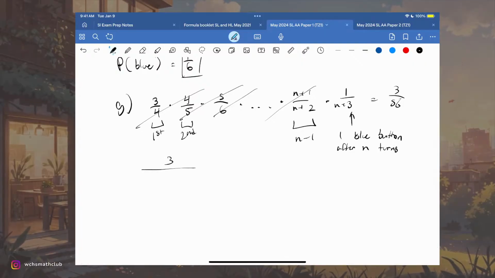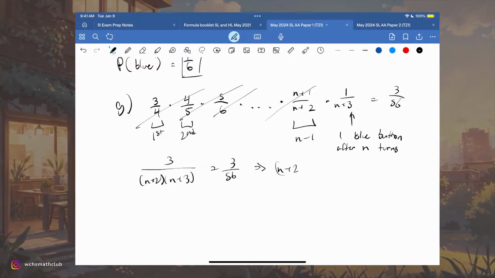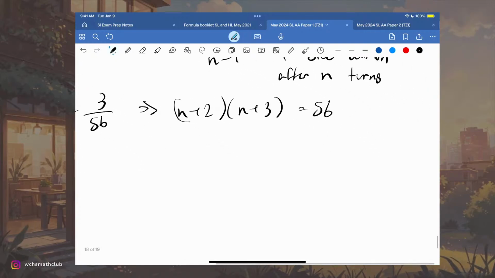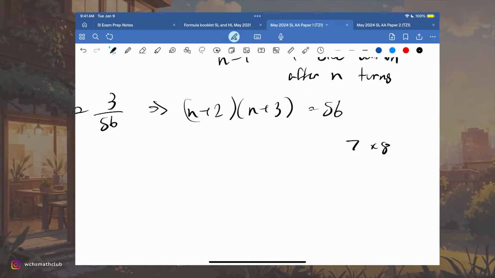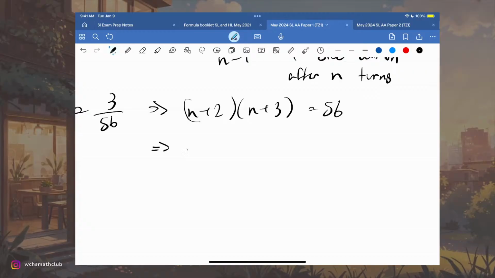So 3 over n plus 2 times n plus 3 equals 3 over 56, which implies that n plus 2 times n plus 3 equals 56. You can first think of the factors, like 7 times 8 equals 56, but of course you want to be more rigorous on the actual exam. So you could write n squared plus 5n minus 50 equals 0.